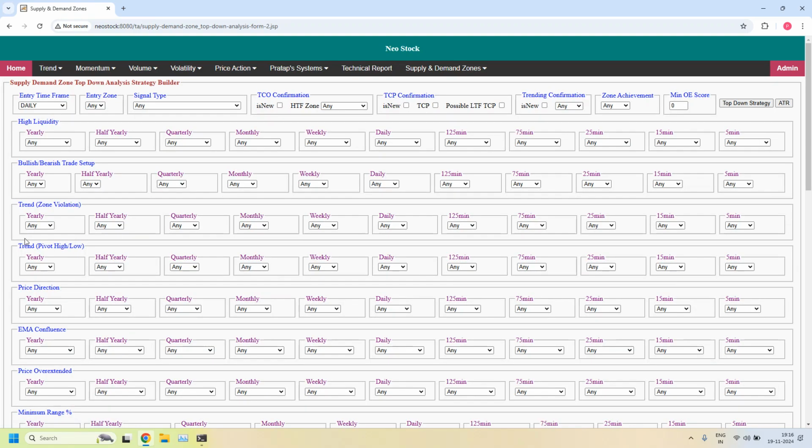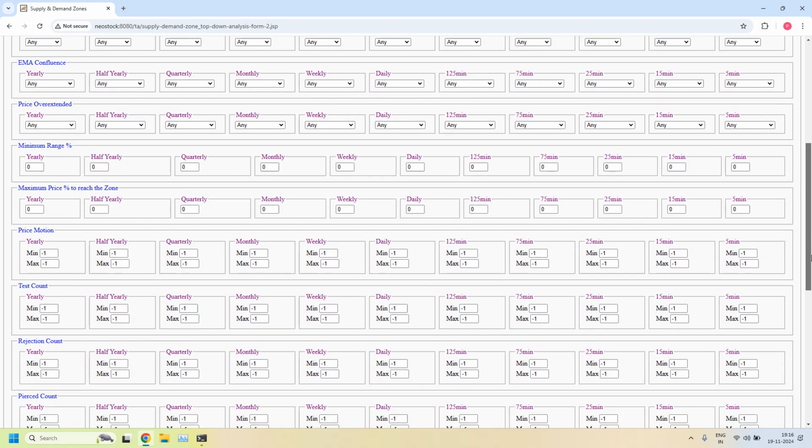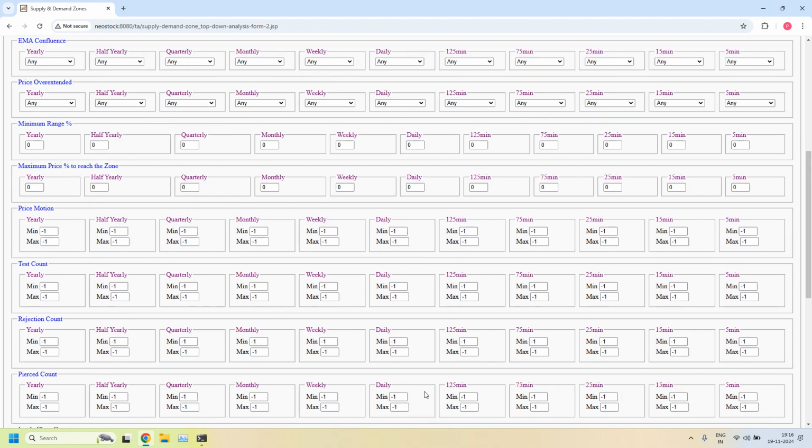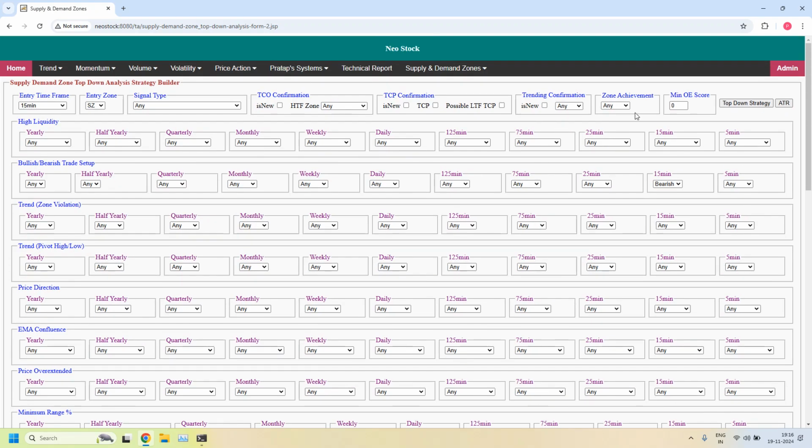Next, bearish trade setup for daily income trade. Entry time frame is 15 minutes. Entry zone is supply zone. In bullish or bearish trade setup, at 15 minutes entry time frame, I am selecting bearish. The 15 minute supply zone should not be pierced. So in the pierced count, at 15 minutes time frame, I am setting minimum value 0, maximum value 0. That means the 15 minutes supply zone is not pierced. And zone achievement violated opposing zone. Minimum odd enhancer score 12. And all the 3 filters are applied to 15 minutes supply zone.